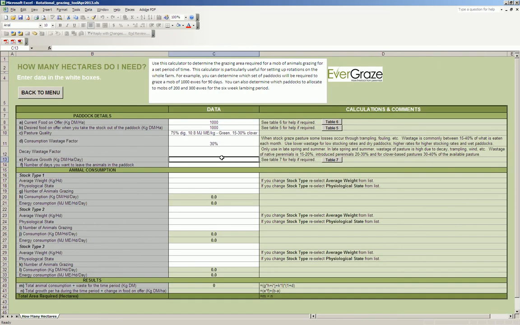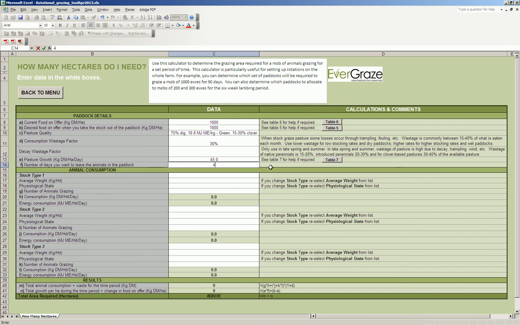Okay, so my pasture growth rate I said was 45 kilos per hectare per day. The number of days I want to leave the animals in the paddock, well, I joined them for 42 days, so I need to leave them in the paddock probably for 42 days for lambing. So I'm going to stick that number in there.